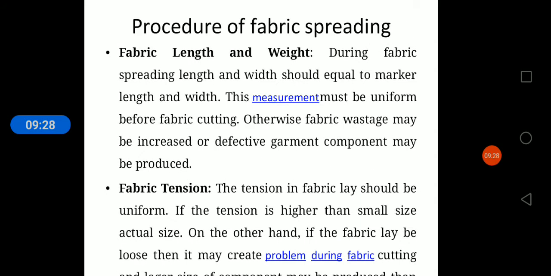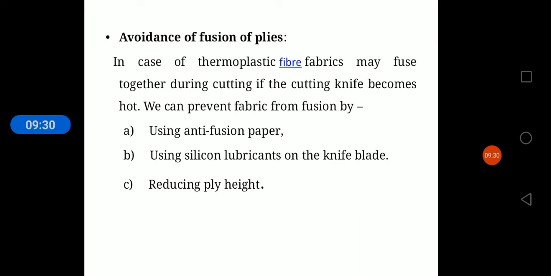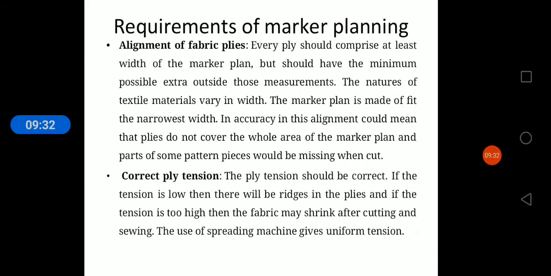We will discuss the procedure for fabric spreading and requirements of marker planning. These are very essential for making a format of garments, manufacturing techniques, marker requirements of marker planning, and different stages of the spreading. Alignment and correct ply tensions should be maintained properly in the marker planning.